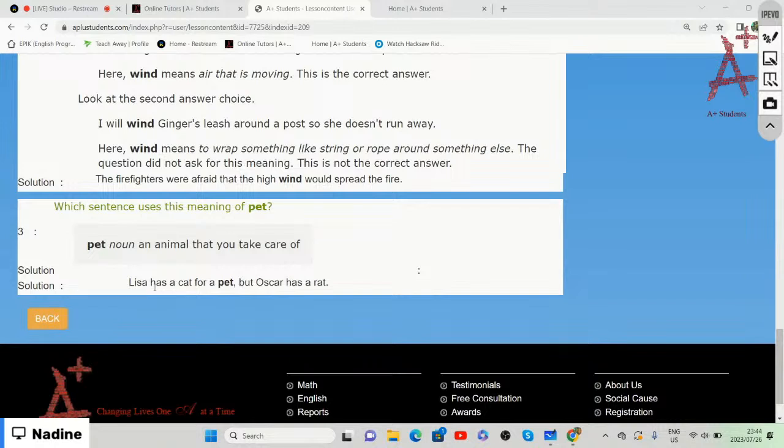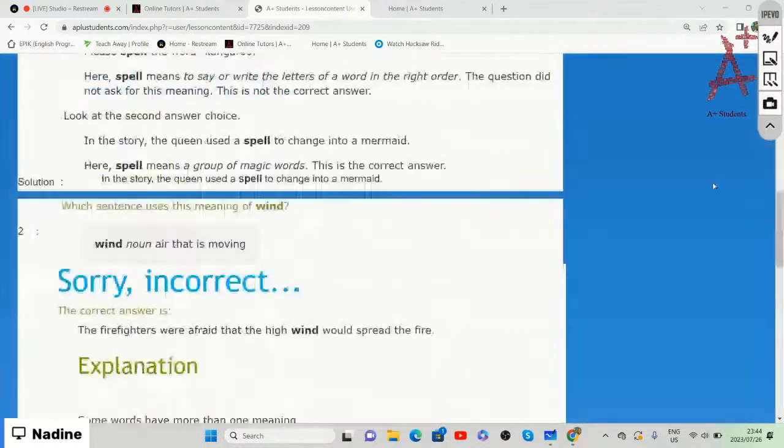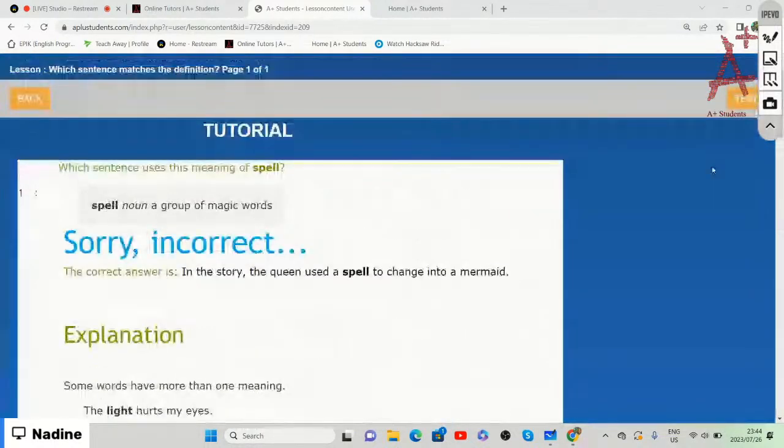And then we also have another word, pet, where you're rubbing or petting a dog, tending to a specific animal. But in this case, a pet is an animal that you take care of, and usually we say it's an animal that you have at home. You're taking care of that specific animal. All right, so those are the different sentences that match the definition.